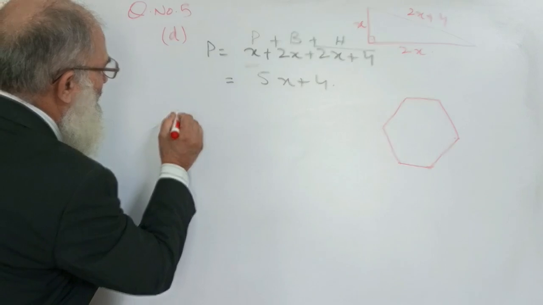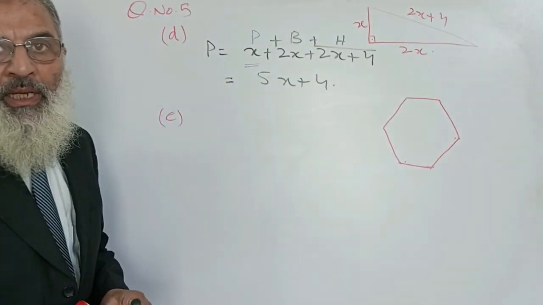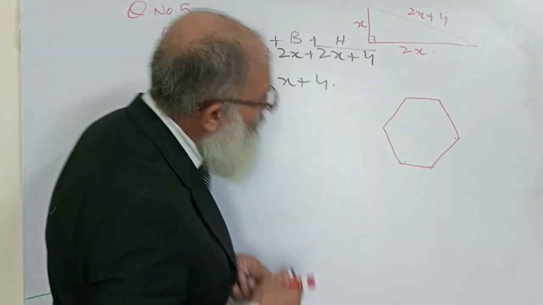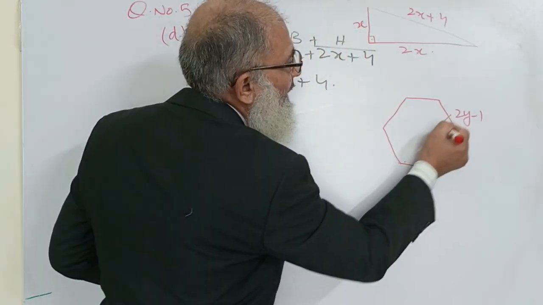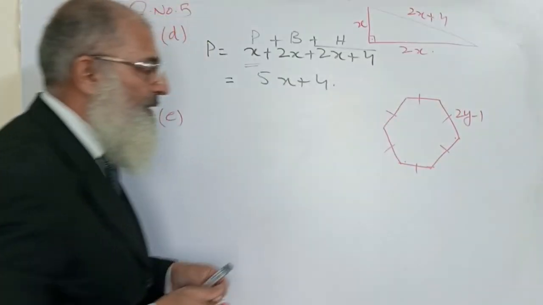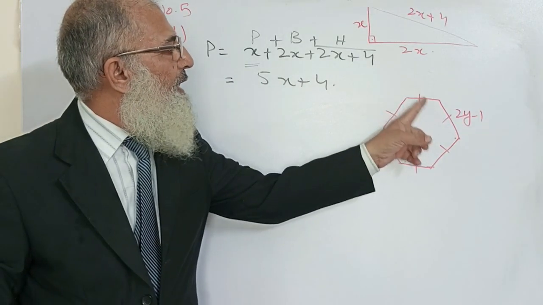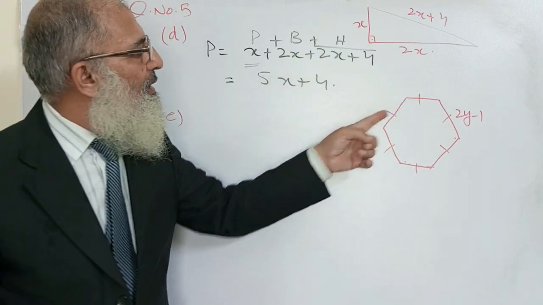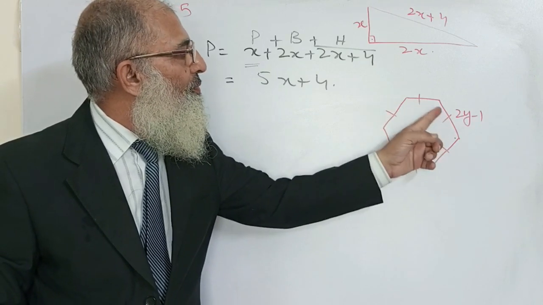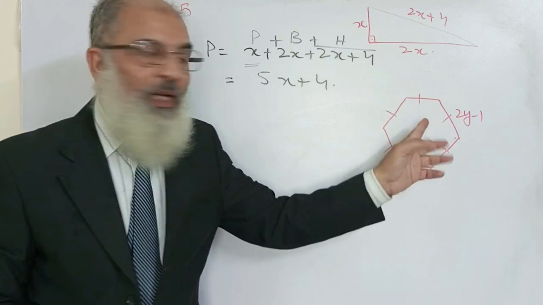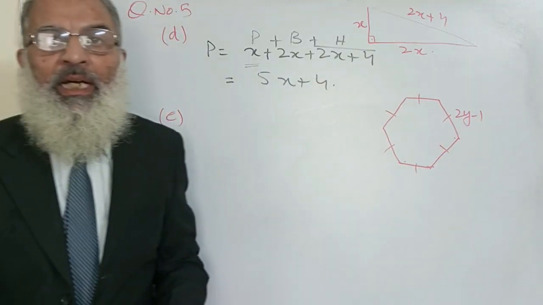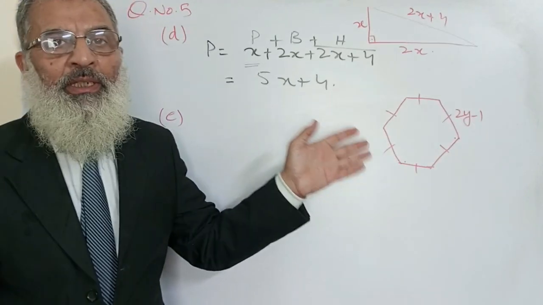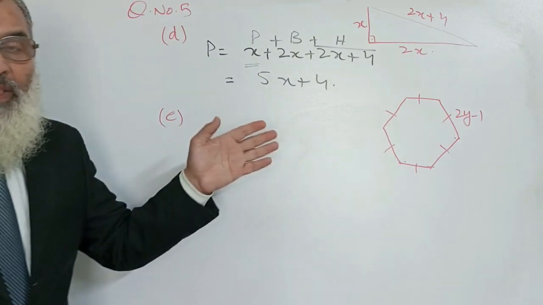Part E. Now a hexagon is given, and for a regular hexagon, each side is equal. So it is given 2y minus 1, and the hint is that one dash is crossing each side. So this line which is cutting the diagram at each side means that each side is equal. If this is 2y minus 1, all are 2y minus 1. And you know hexagon means a figure with 6 sides. Now this is a regular hexagon.